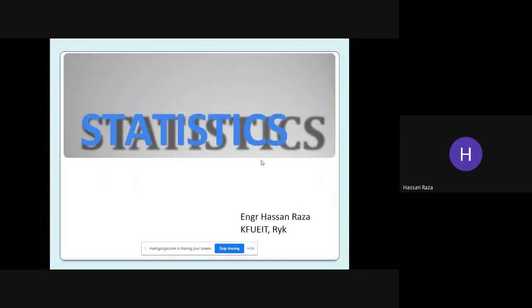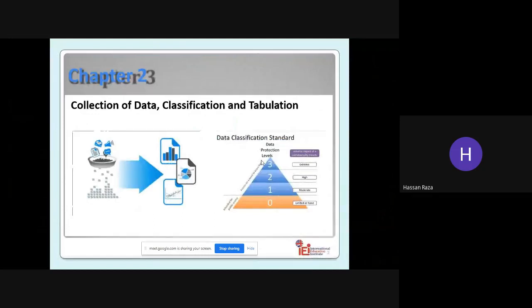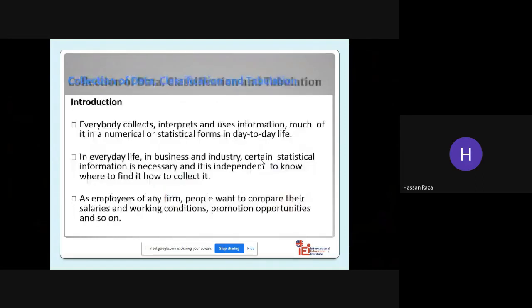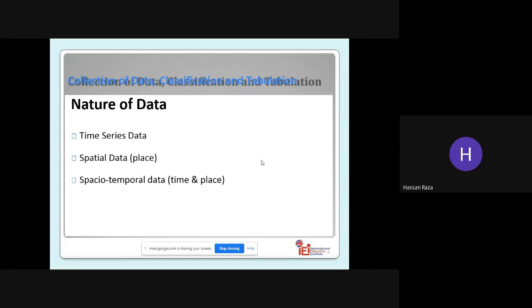So statistics, chapter 2: classification, collection, classification, tabulation, graphical display, all these things will be covered in this chapter. And now our main focus in this lecture is about tabulation. So everybody collects, interprets and uses information, much of it medical and statistical. Basically, this is the definition of data. We are going to collect data from different sources.